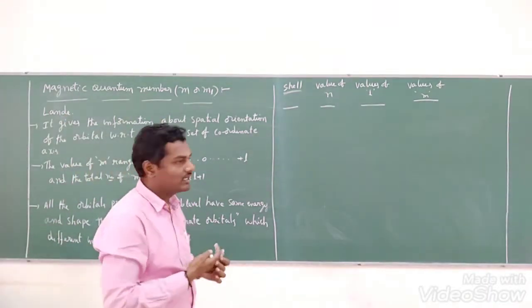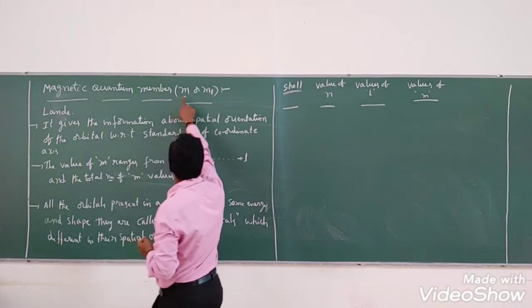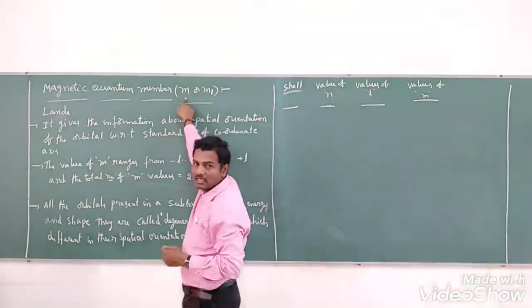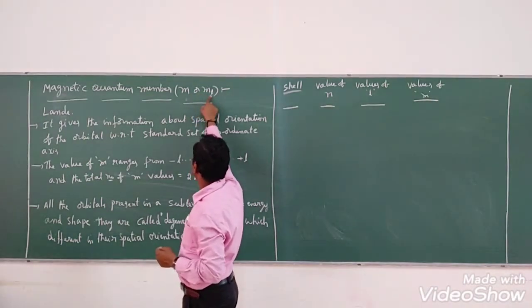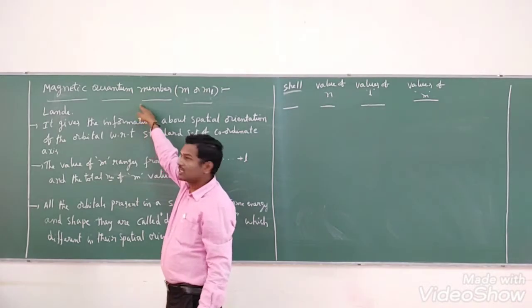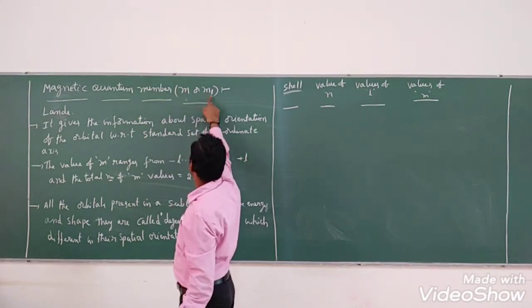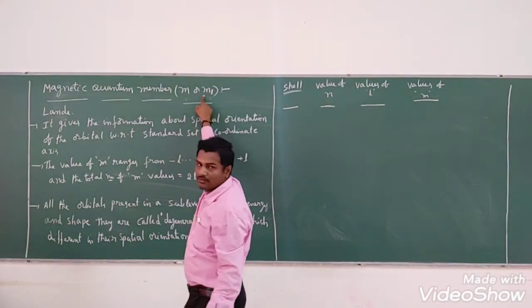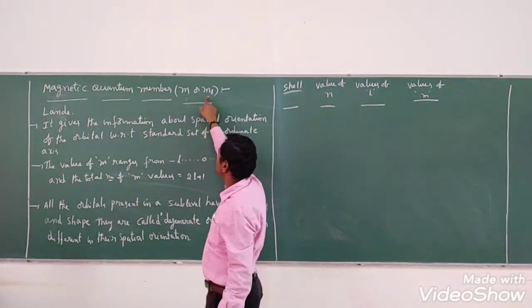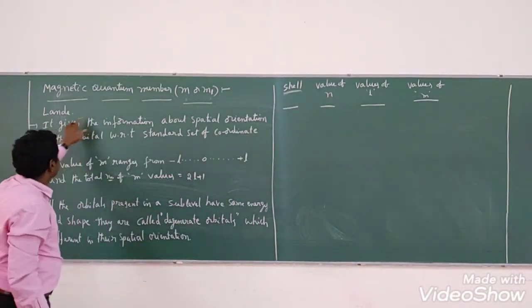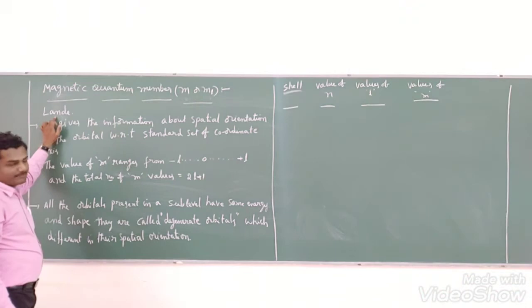Students, the magnetic quantum number is represented by m or ml also. In some textbooks they give m, in some textbooks they give ml, because this magnetic quantum number depends upon the azimuthal quantum number. The azimuthal quantum number is represented by l, so based on l values only we write the m values. That's why we can also represent it with ml. Okay students? This magnetic quantum number was proposed by Lande.